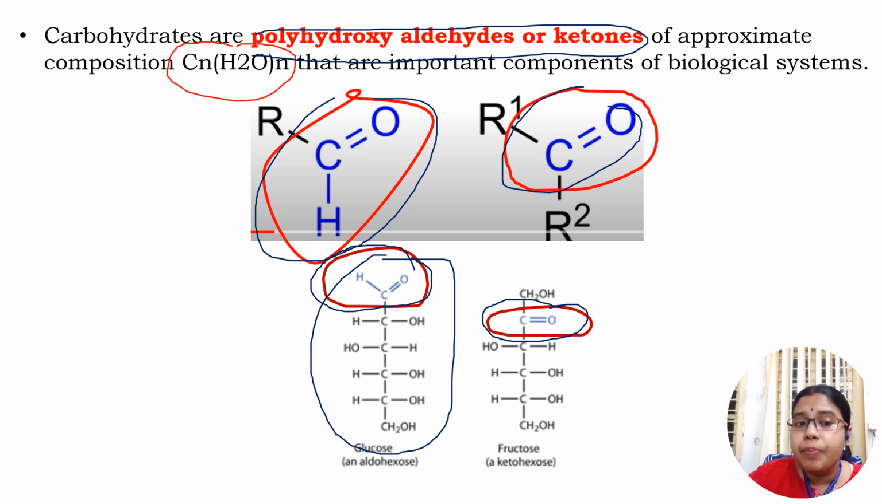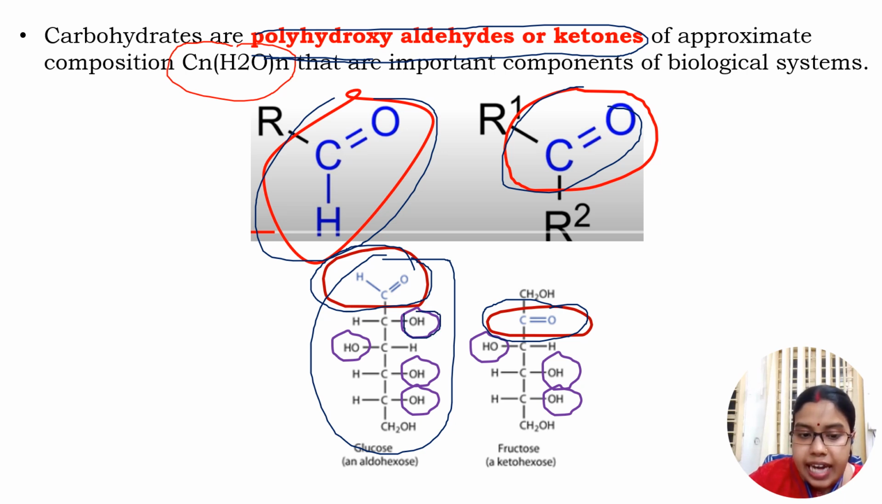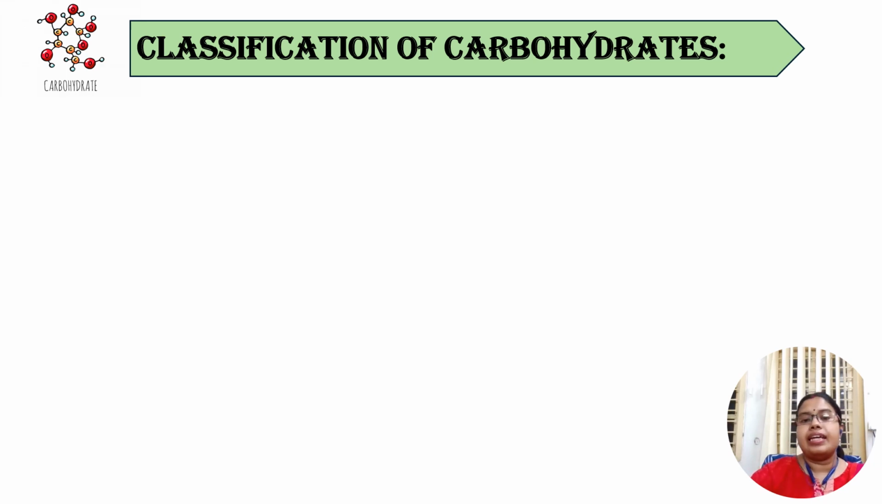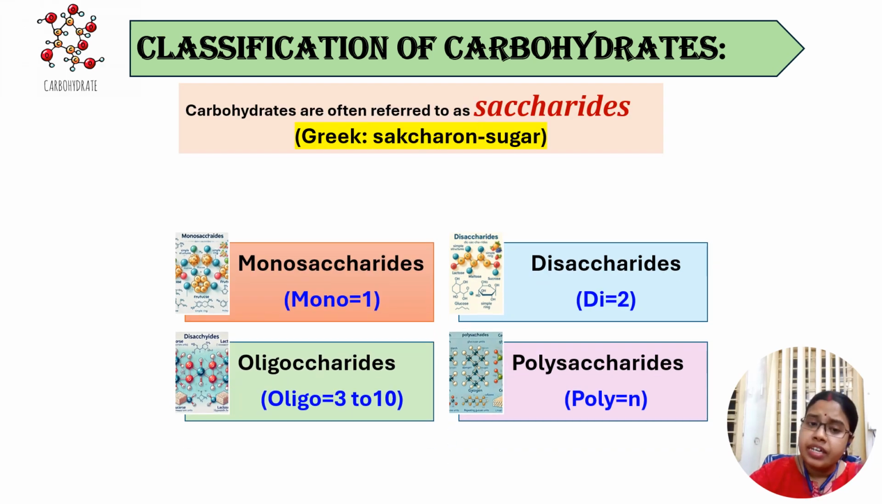What do you mean by polyhydroxy? You can say here that multiple OH, that is hydroxyl groups, are present. So that's why we can say it is polyhydroxy. So carbohydrates are polyhydroxyaldehydes or polyhydroxy ketones. If it is a polyhydroxyaldehyde, then we can say it is an aldose, and if it is a polyhydroxy ketone, we can say it is a ketose. We can classify the carbohydrates in different forms also.